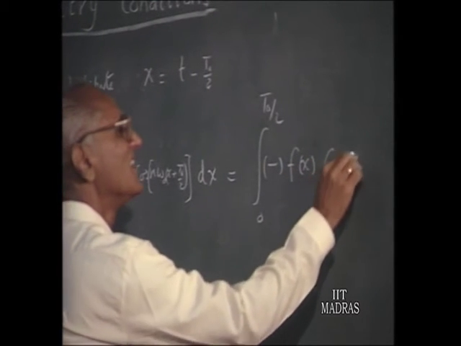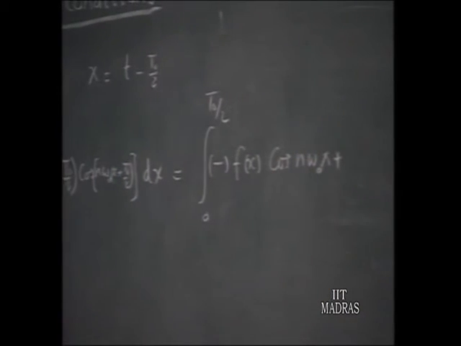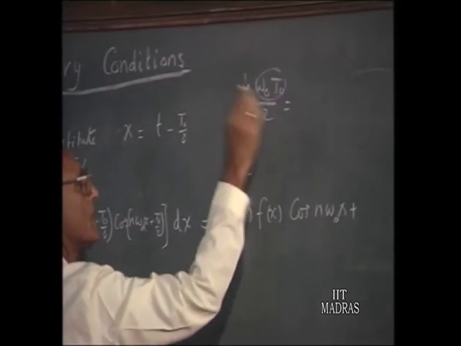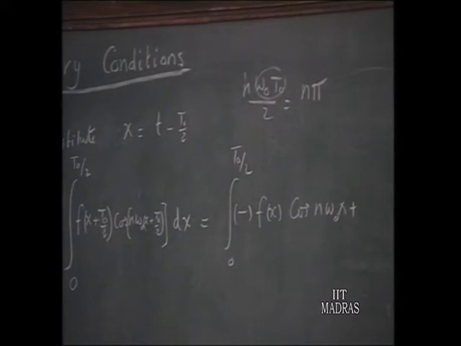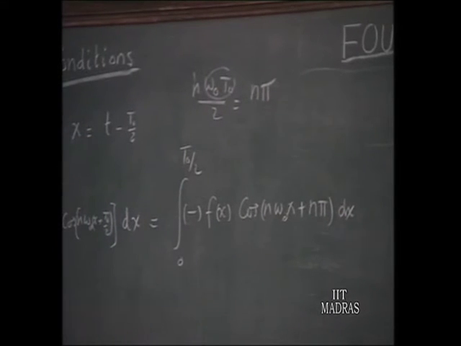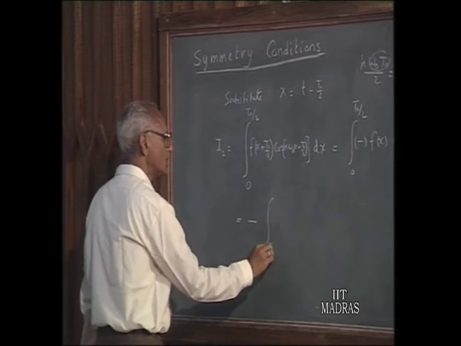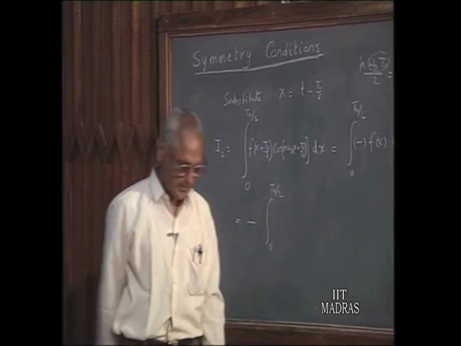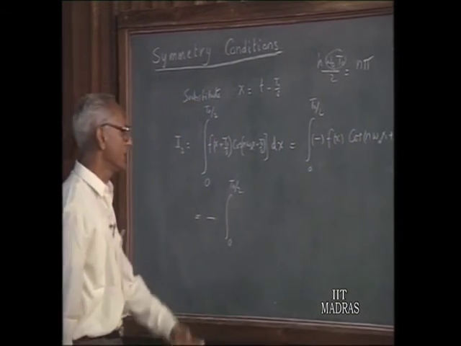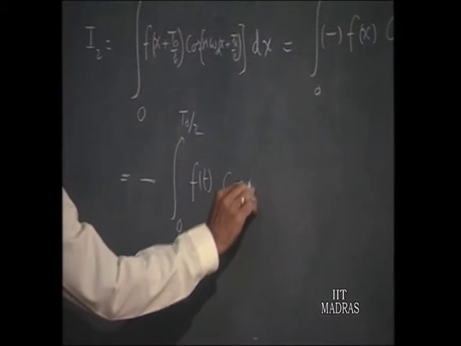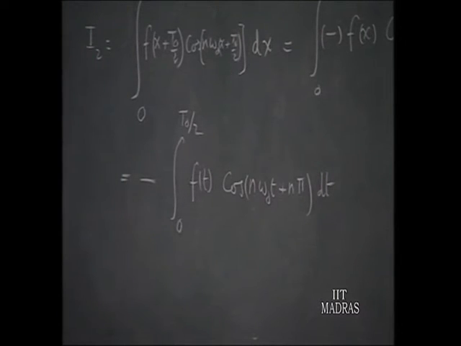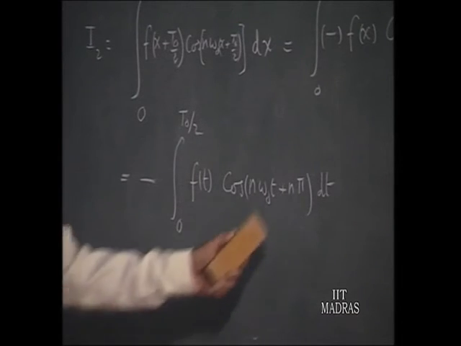And then we have cos n omega x plus n omega naught t naught upon 2. Omega naught t naught is 2 pi, therefore this is n pi. So this will be, I take the minus sign out in front, 0 to t naught upon 2. Now that I have outlived the necessity for use of x, let me go back to t, because after all this is a dummy variable. This will be f of t cos n omega naught t plus n pi dt. Right. Now we have this n pi, we have to see what this becomes.